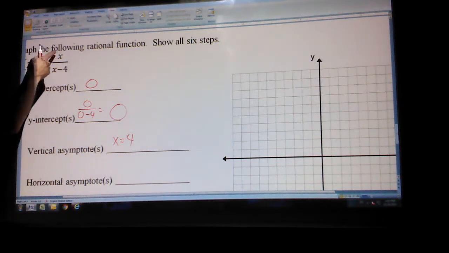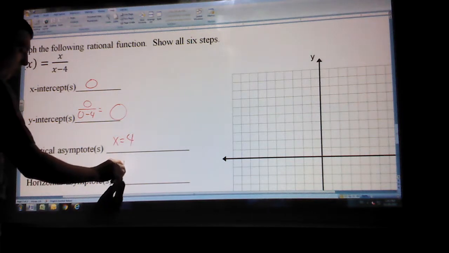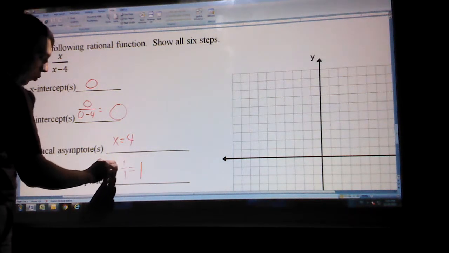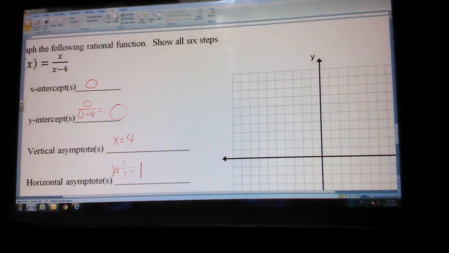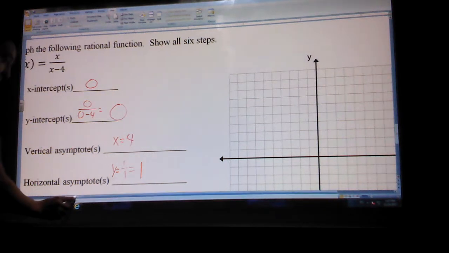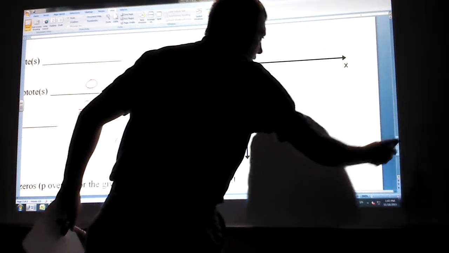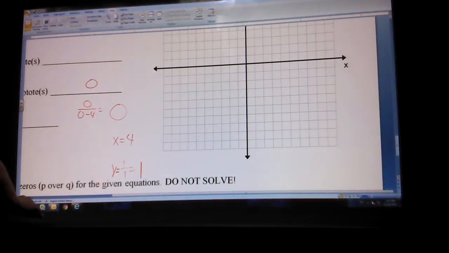Horizontal asymptote, they have the same degree. So I divide the numbers out in front. 1 over 1 equals 1. So at y equals 1. And there is not a hole. So hole, there is none. Okay, so hole, don't leave blank, put none.